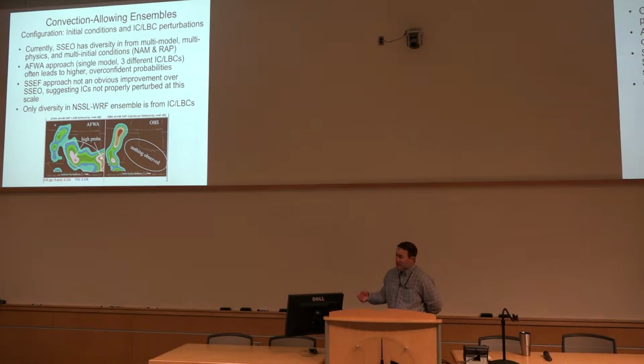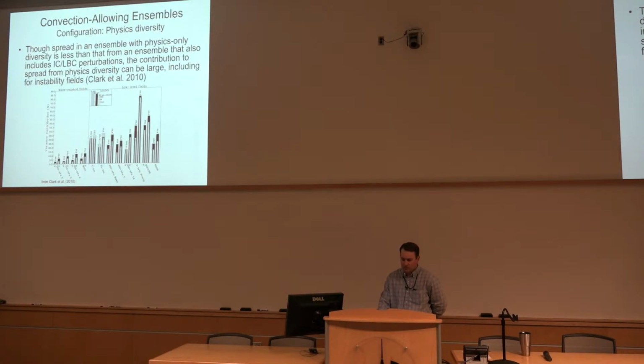And then initial conditions. I think having initial condition diversity is important. In fact, that's the only diversity in some of the ensembles that we've looked at at convection-allowing scale. But I think still getting the right scale of perturbations on these initial conditions is really something that needs work. And then having physics diversity, we talked about how complex the physics interactions are. And so having some diversity in that so you don't get too much systematic bias, I think, is important as well.